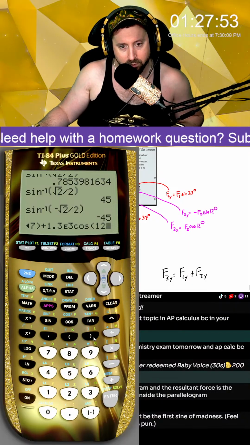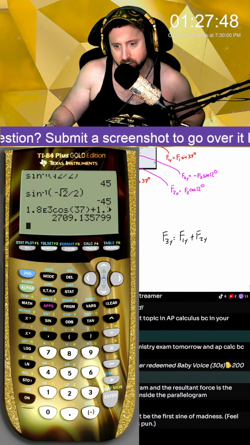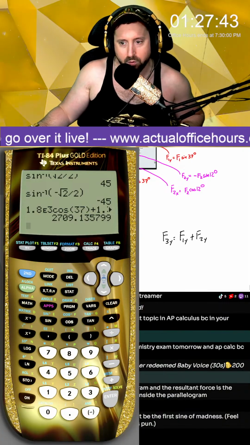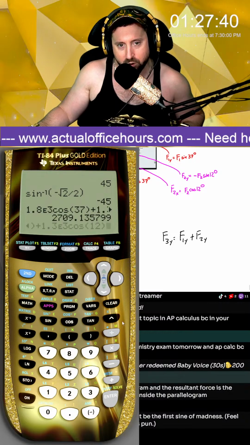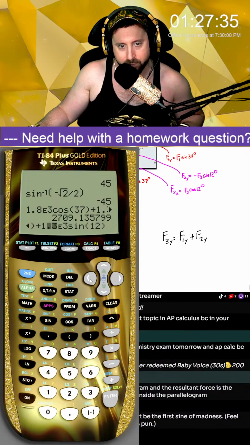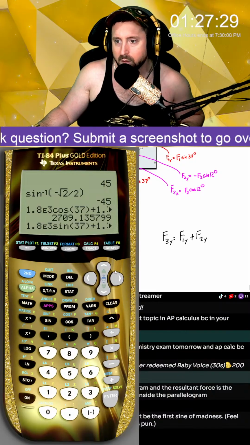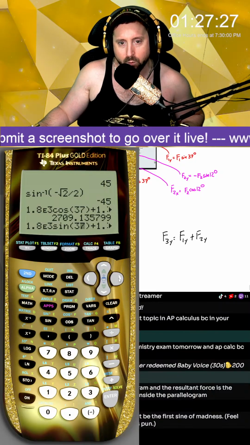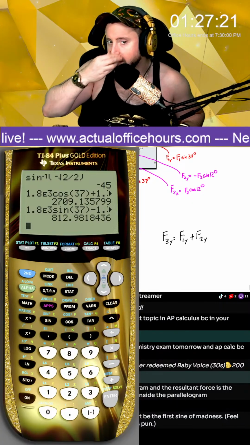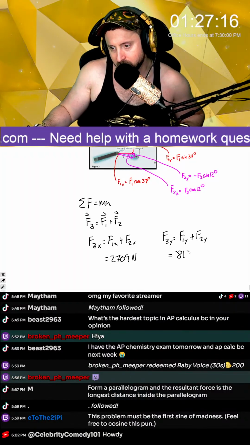Times the cosine of 12. Great. There we go. And so we get a number there, 2709 newtons. And then if we want to do the y component, all you do is change all these cosines to sines, and then we have to make sure one of them is negative. So this is now sine. This is sine as well. But then remember that the F2 one was a minus. So we put a minus here. And that gets us around 813. Okay.